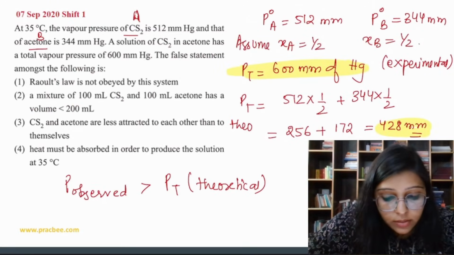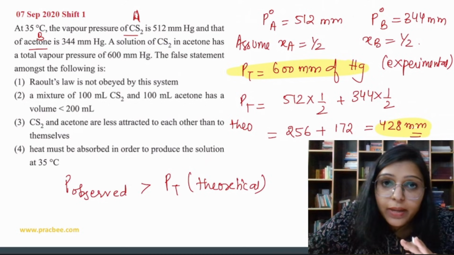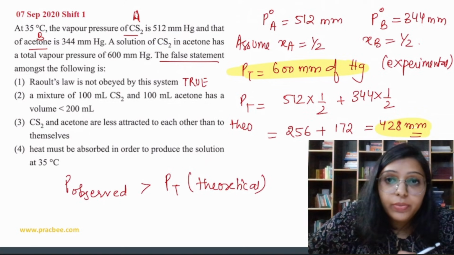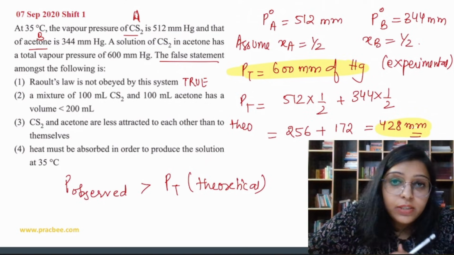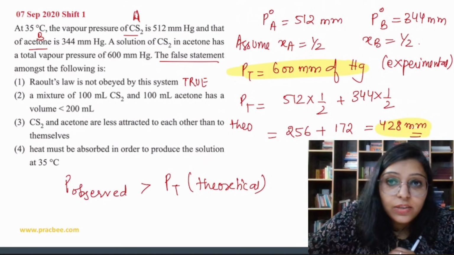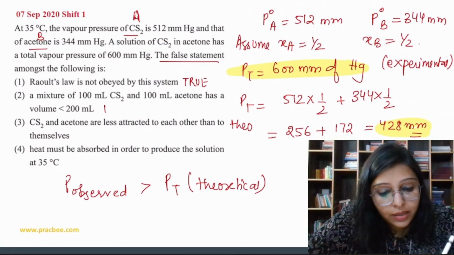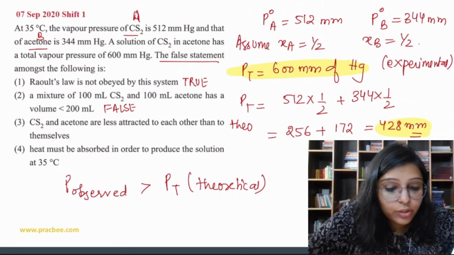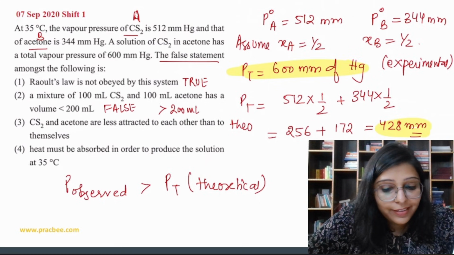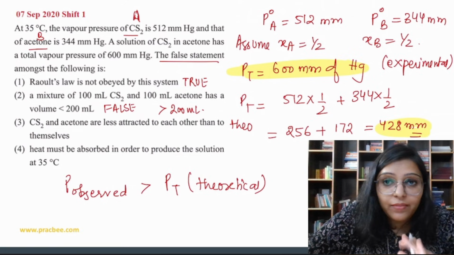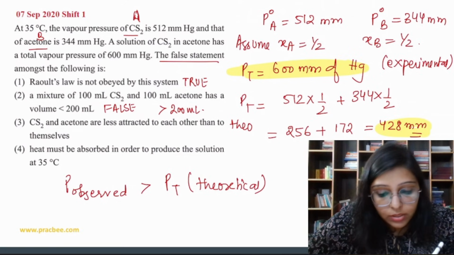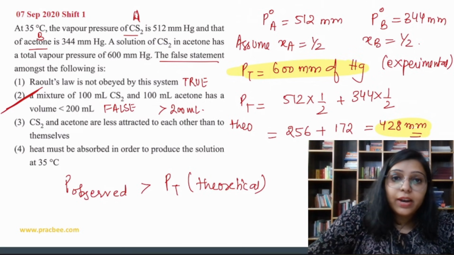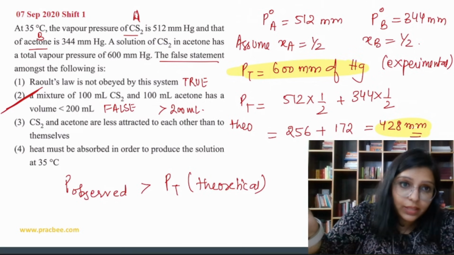So now let's check this. Raoult's law is not obeyed by the system. That is true. We have to check the false statement. Mixture of 100 ml of CS2 and 100 ml of acetone has a volume less than 200 ml. No. Their delta V mixing is greater than 0. So it should be greater than 200 ml, if we are taking 100 ml. So this statement is wrong. CS2 and acetone are less attracted to each other. That's why their volume increases.